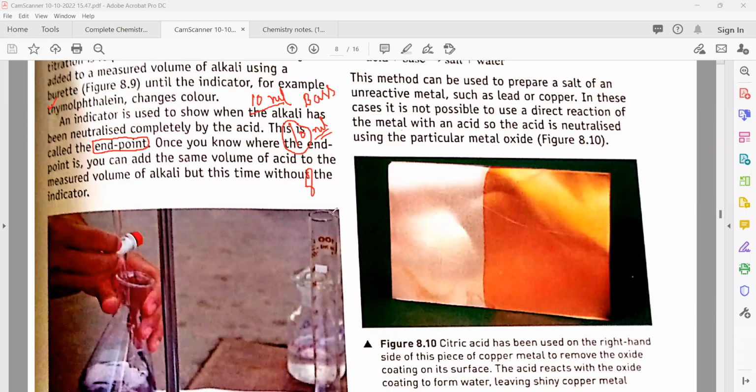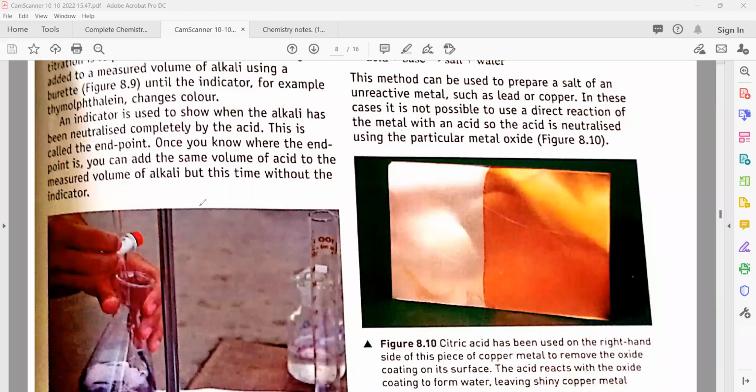But how do you know that it has become neutralized? In the conical flask, you add an indicator like phenolphthalein that changes color when your reaction is completed. When your reaction is completed, that point is called the end point. Here you stop adding further acid to the conical flask. Now understand?